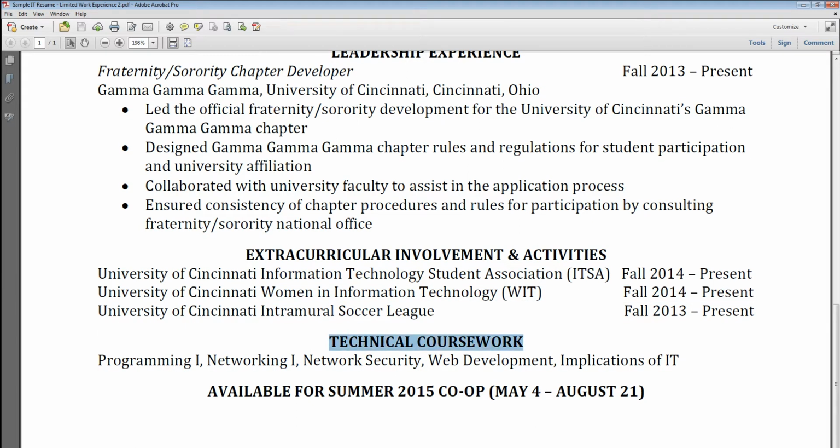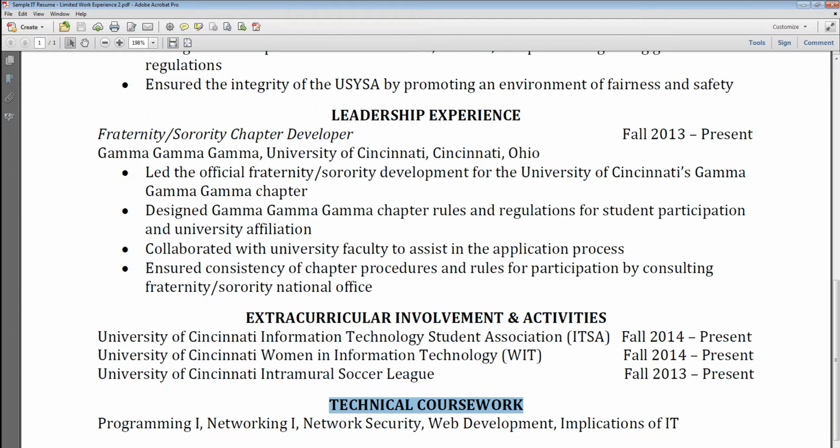And then finally, we're getting to technical coursework and really conveying the classes that you've taken. You can almost directly look at the degree plan that you've had over the course of a couple different semesters now, and list those classes verbatim as they come across. So, for instance, Programming 1, Networking, Network Security, Web Development. Any of these are perfectly acceptable to include if you would like to have a technical coursework category, and employers will care about that.